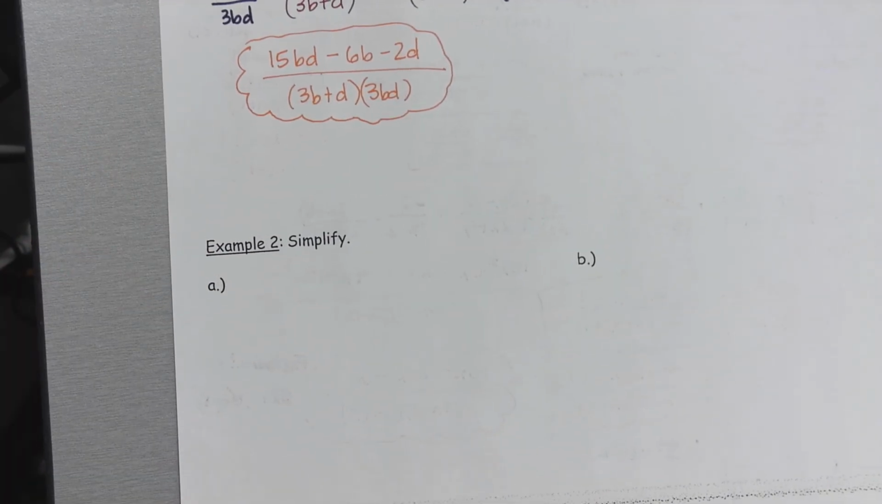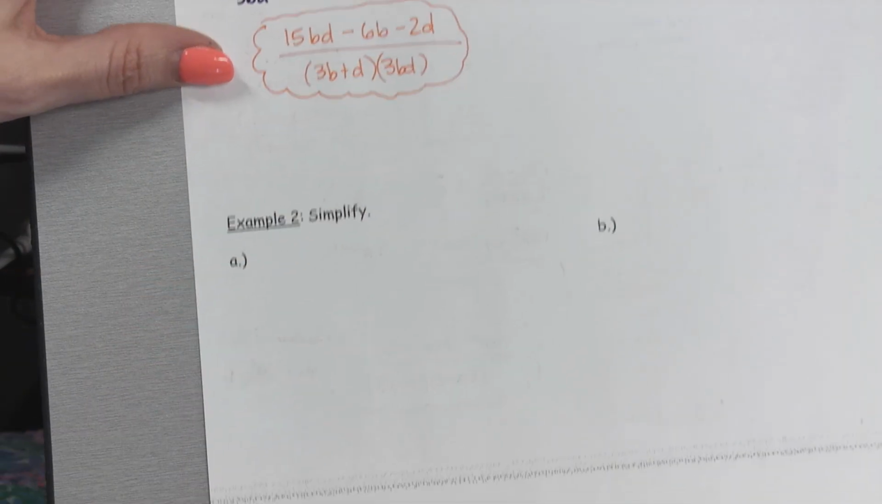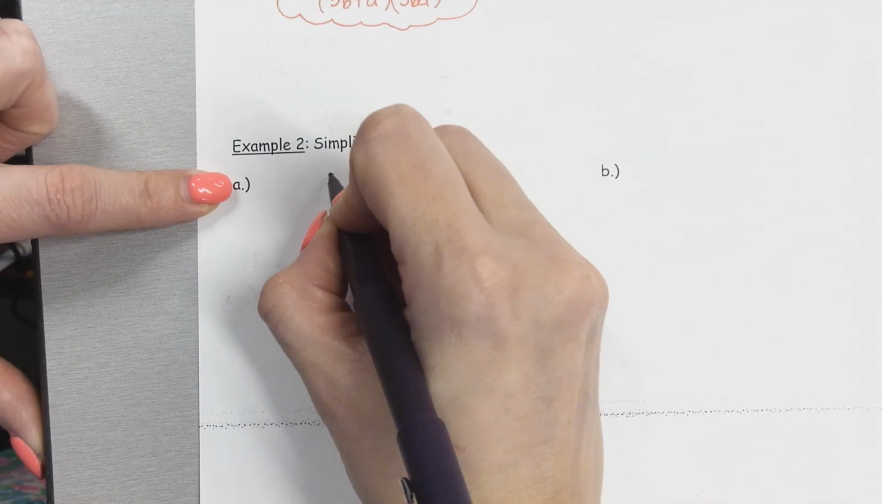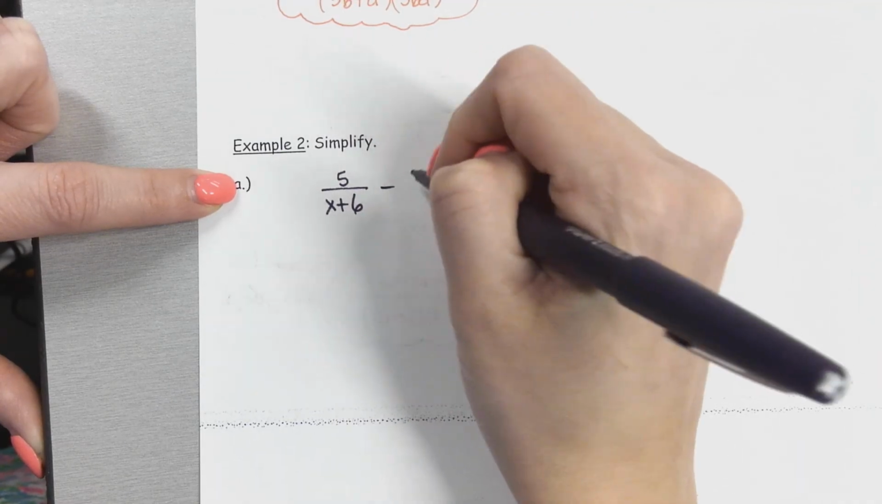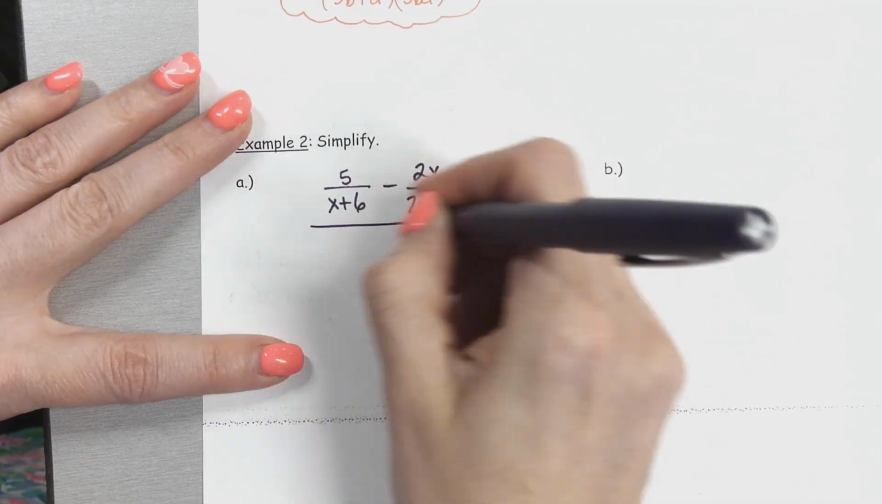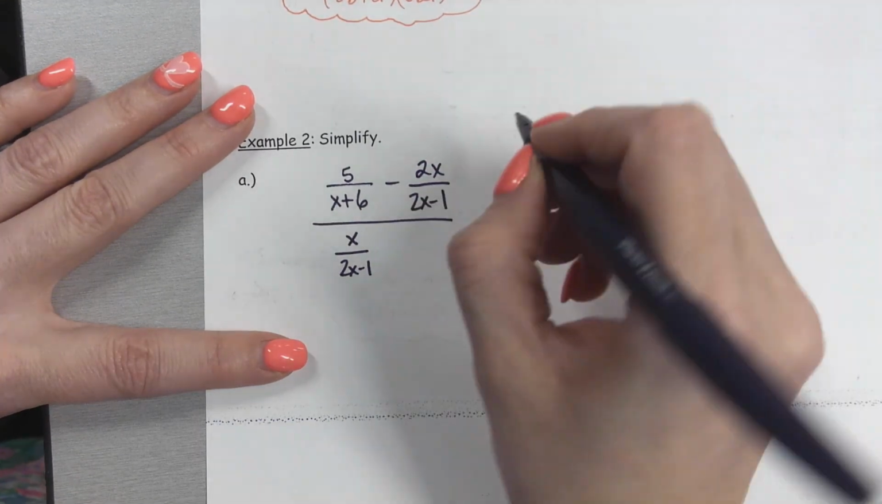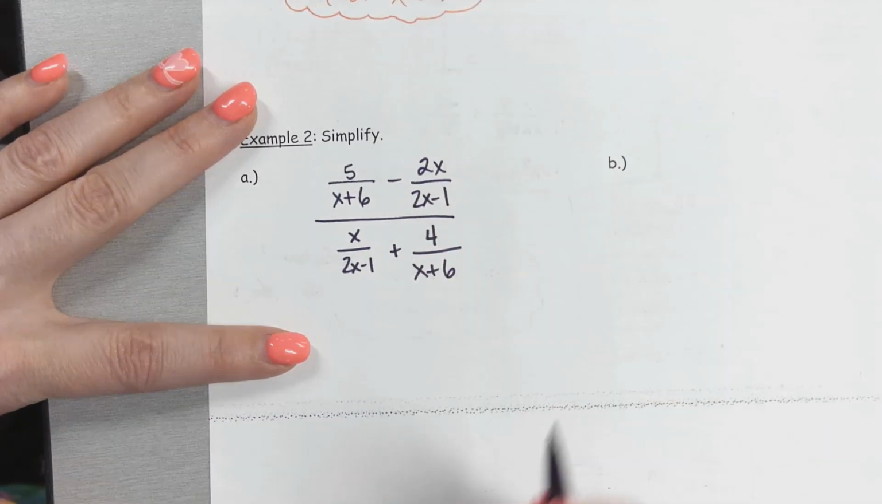Okay, now for example 2, when it asks you to simplify, we're going to do just a quick process here. Actually, I'll let you see it first and then we'll write down the process. So again, just leave some space here. So 5 over x plus 6 minus 2x over 2x minus 1, over x over 2x minus 1 plus 4 over x plus 6.